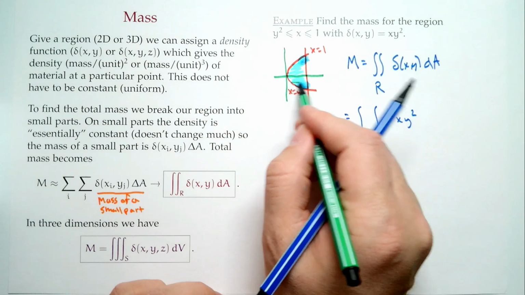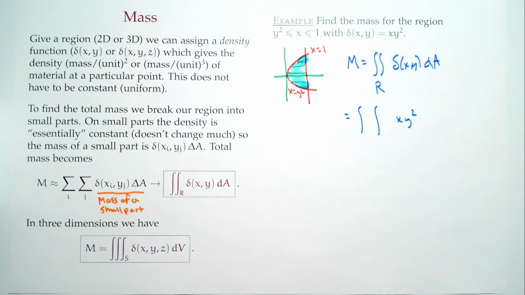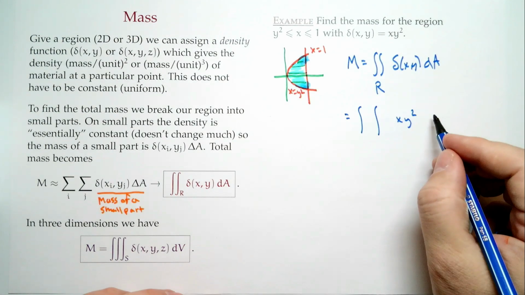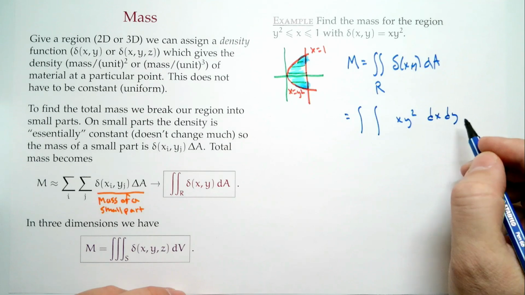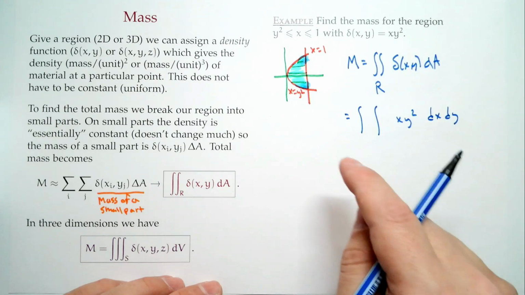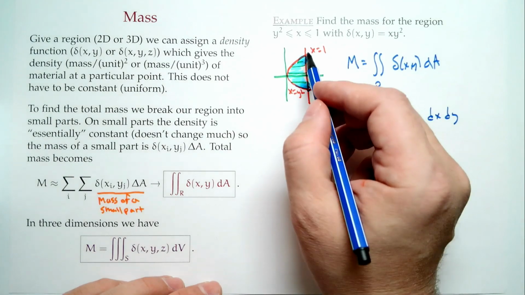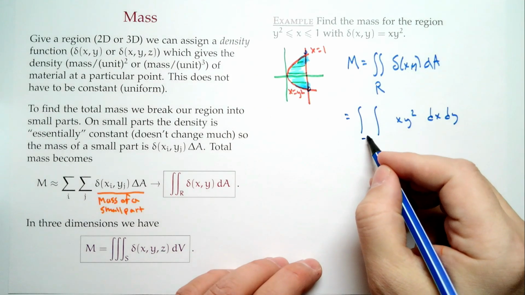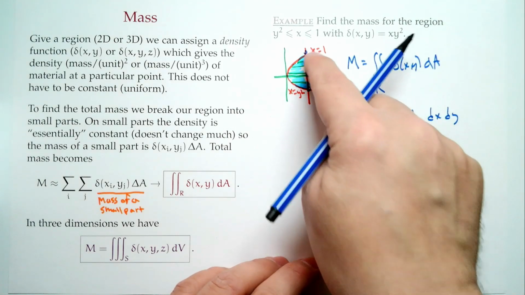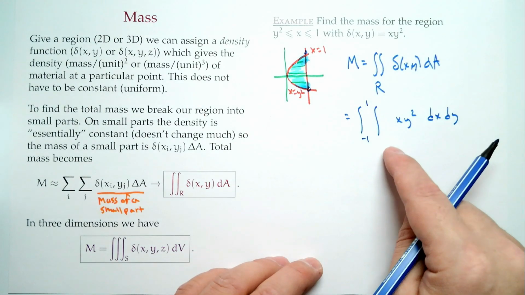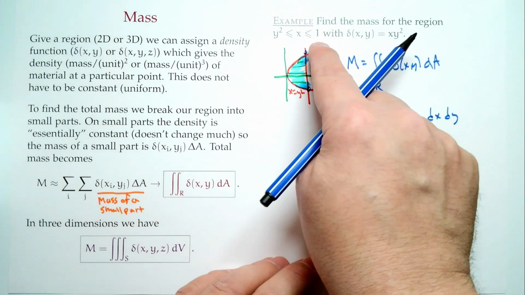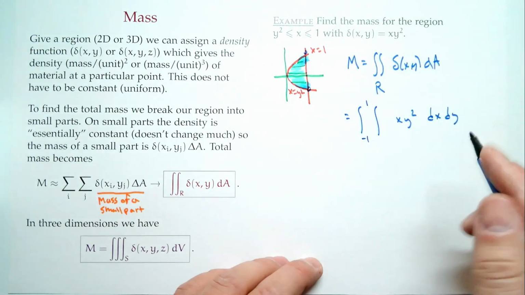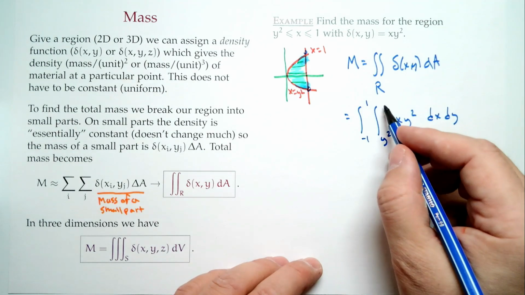Looking at it, it seems really well suited for horizontal, which is dx dy. Well, where does y go from? We have to figure out where these intersections are happening. In other words, when does y squared equal 1? Well, y squared equals 1 at 1. Anywhere else? Negative 1. So y goes from negative 1 to positive 1, the intersection points. Where does x go from? Well, it actually says it right here. These are like bounds. It says that x goes from y squared to 1.